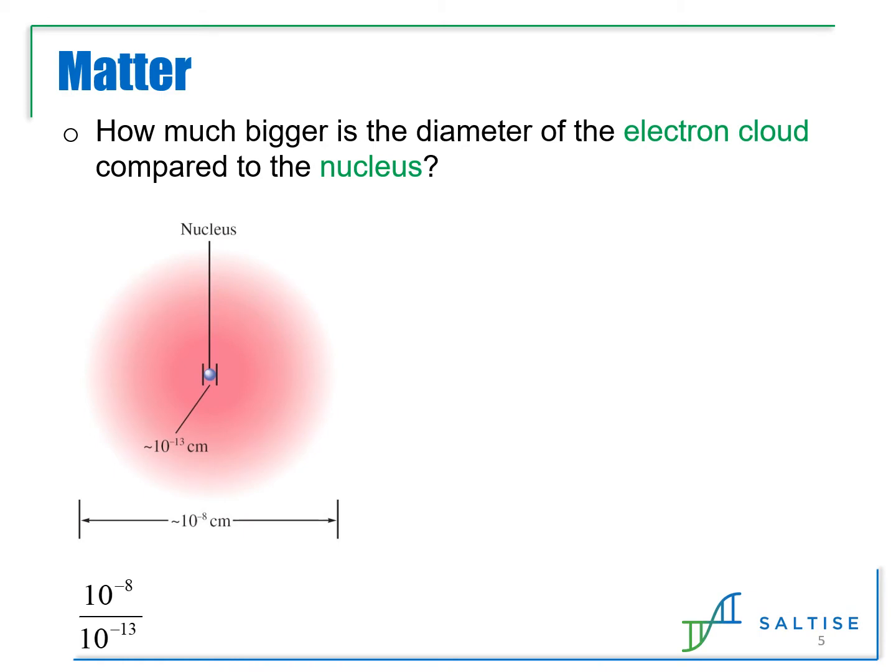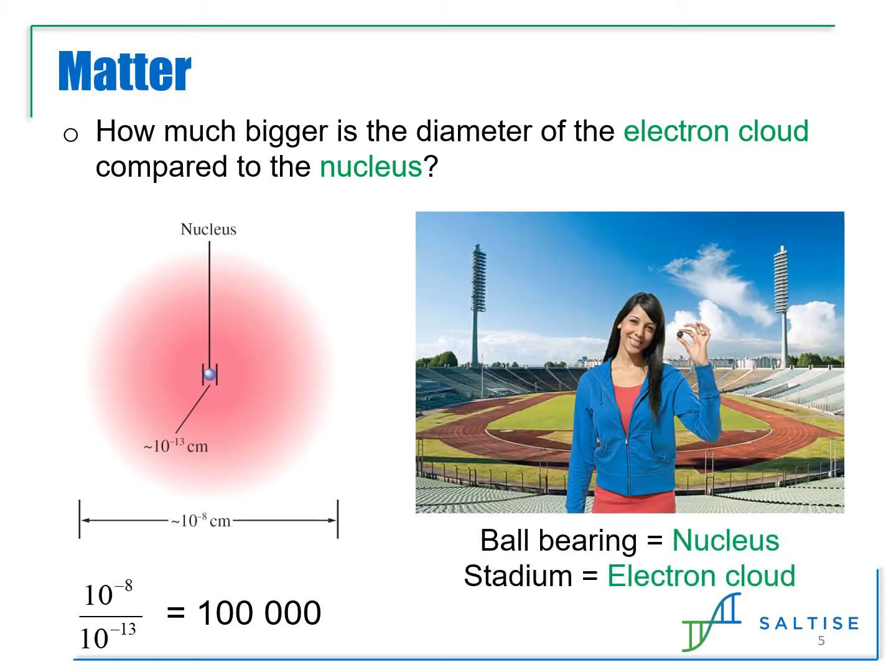How much bigger is the diameter of the electron cloud compared to the nucleus? It's actually 100,000 times bigger. Let's put that into some perspective. Imagine the ball bearing held by this woman represents the nucleus, while the stadium behind her would represent the diameter of the electron cloud.